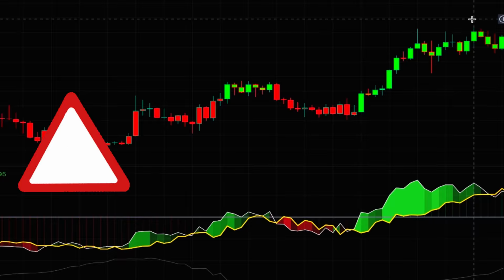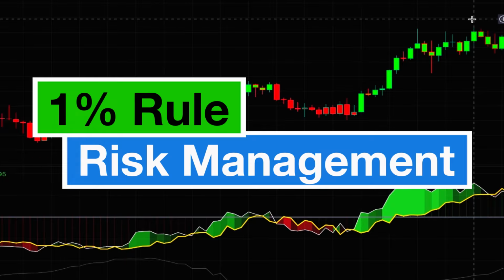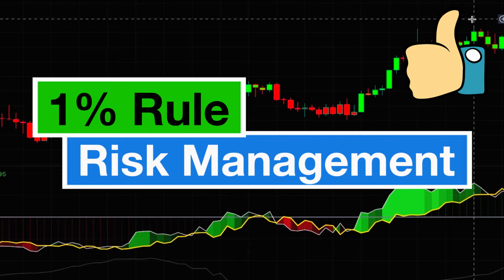Please pay attention that no indicator or trading strategy will give you 100% guaranteed signals. This is not possible in reality, and losing positions are always part of the game, and you need to manage your risk properly. Otherwise, you will lose your trading account sooner or later. There is a risk management strategy called the 1% rule, and it's one of the best risk management strategies that you can use. With the help of this strategy, you can limit your losing trades as much as possible, so you can protect your trading account from falling significantly.